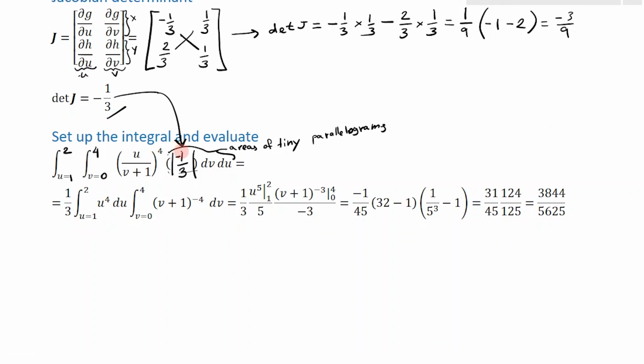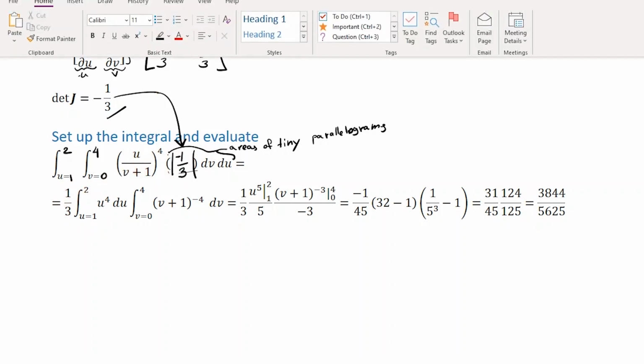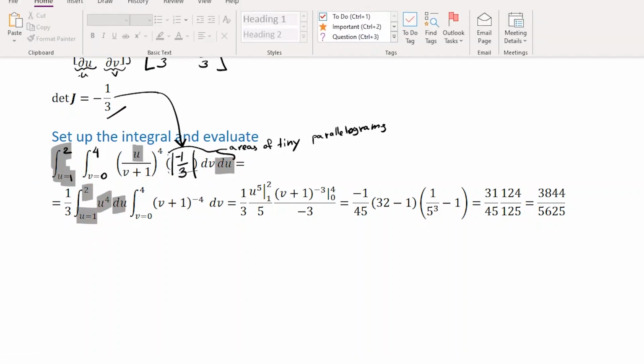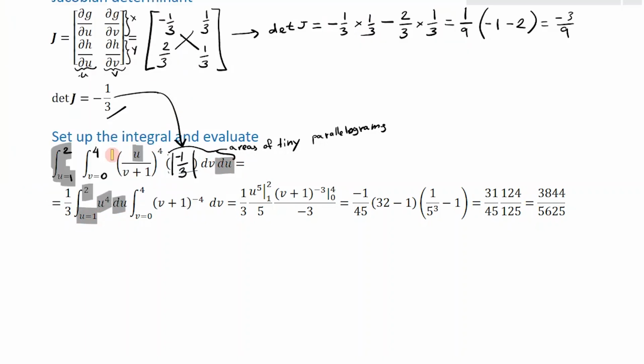Okay, so this absolute value is equal to 1/3. I wrote it over here. Then I separated the integral. Everything that corresponds to u, I wrote in the first integral. And everything that corresponds to v, I wrote in the second integral. You see this was in the denominator, that's why 4 became a negative. And then we have this.